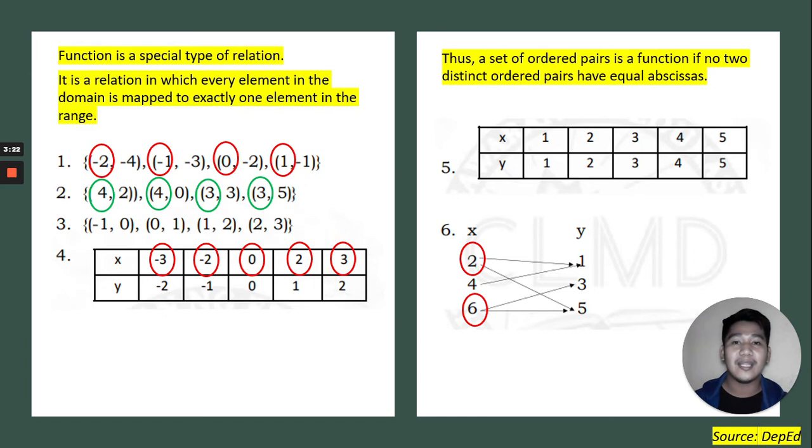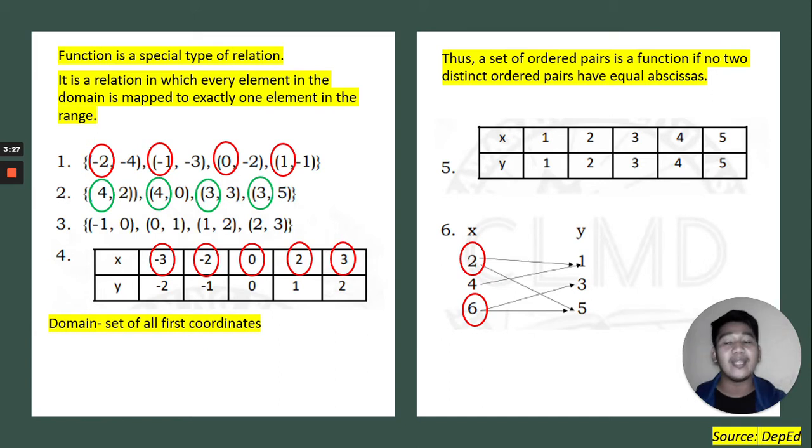Next is what will be our domain and the range. Let's start with the definition again. Domain is the set of all first coordinates. Let's use number 1 again as our example. The domain will be -2, -1, 0, 1, and it is written in set form. Braces and then the elements. It's better if it is arranged from least to greatest. That's a general rule, I think. So we have -2, -1, 0, and 1 separated by a comma.